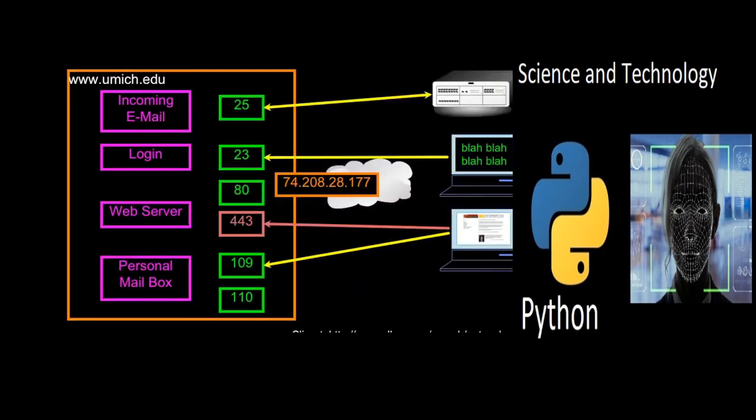For example, there might be processes running on various computers, and email is known to hang out on port 25, or extension 25. Insecure login lives on port 23. Insecure web lives on 80, and secure web lives on 443. And there's a couple of different protocols.